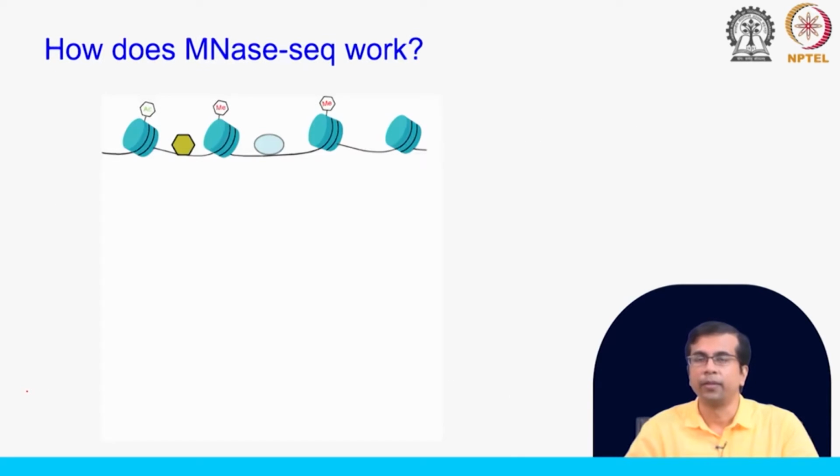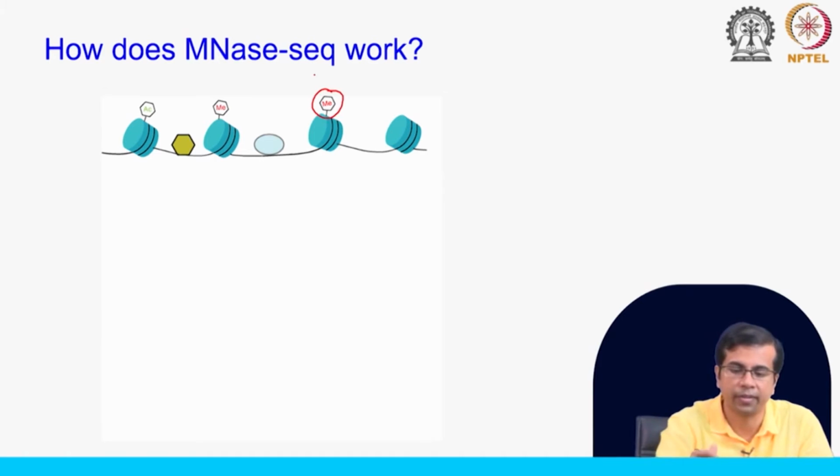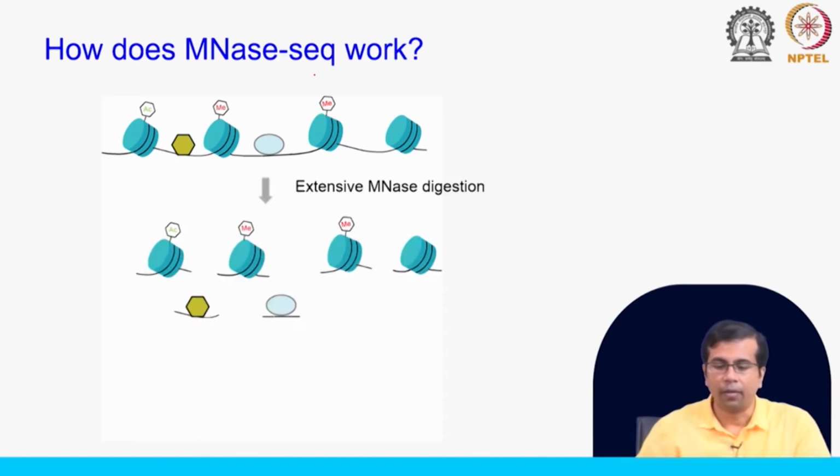and we identify those by NGS. So, here is the schematic or the animation for the whole thing. We have this region here. Again, some regions are bound by transcription factors, some regions are bound to histones, and these histones have some modifications, etc. Okay. So, what we do is we do extensive MNase digestion here. Because this is an endo-exonuclease, it will cut, and it will also chew the ends, and what you are left with are these bound regions.